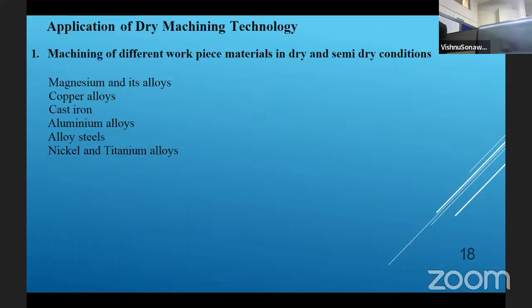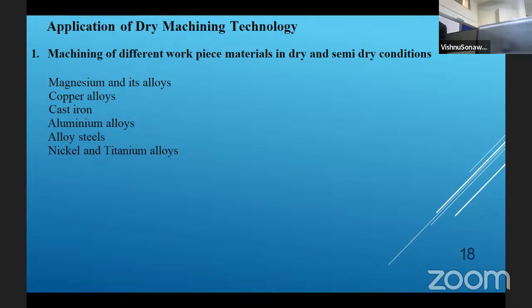Now, the application of dry machining technology: what types of workpiece material are used in dry and semi-dry machining conditions? First, magnesium alloys, a useful material that is friction free and erosion free. Copper alloys, with high thermal conductivity. Cast iron, with high machinability. Aluminum alloys, where high cutting speed can be obtained. Alloy steels and nickel titanium alloys, which are hard and tough materials.